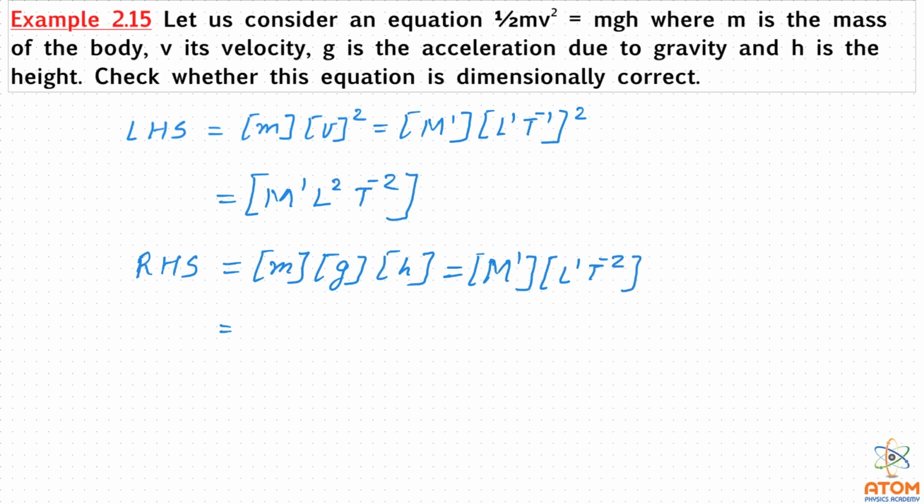So it is L¹T⁻² for g also, and for h it is height, and height is one sort of length only, and that's why the dimensional formula will be L¹. So as a whole this becomes M¹L²T⁻². So here is the dimensional formula of the right side. You can see both the dimensional formulas are the same.